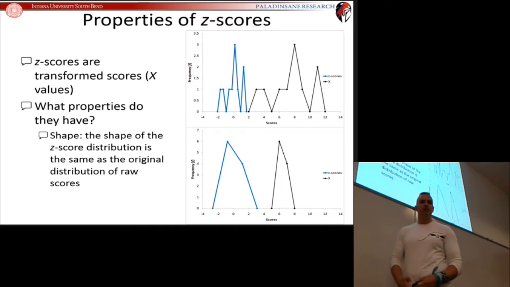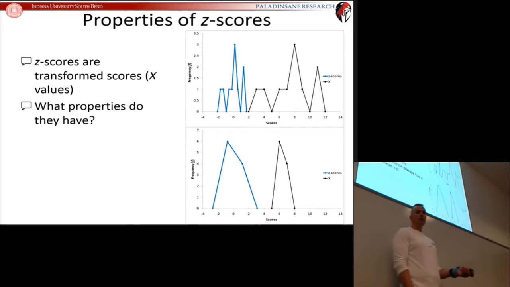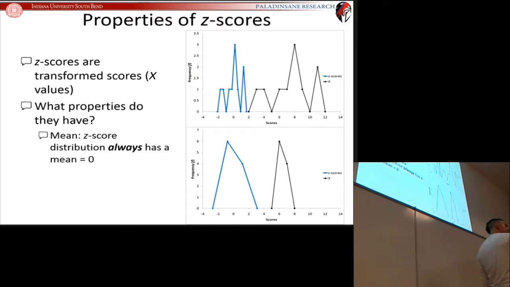Other properties that they have: the mean of your z-score distribution is always equal to 0. So if you are ever talking to somebody and they ask you, you just took a test, what was your score? And you say, I got a z-score of 1.5.